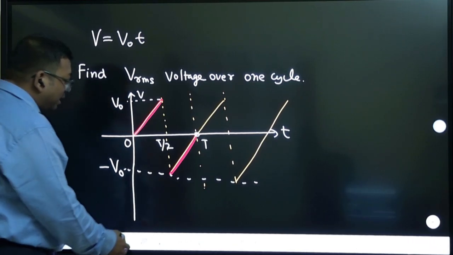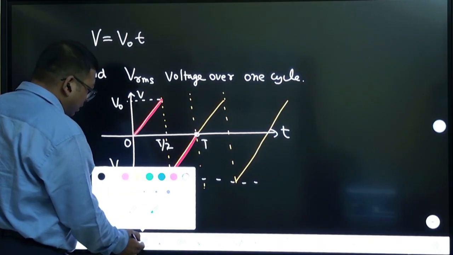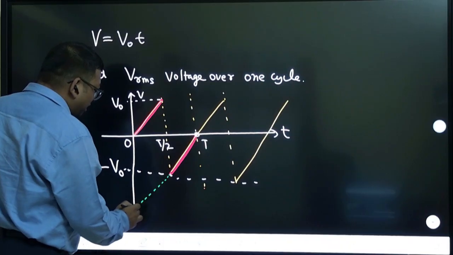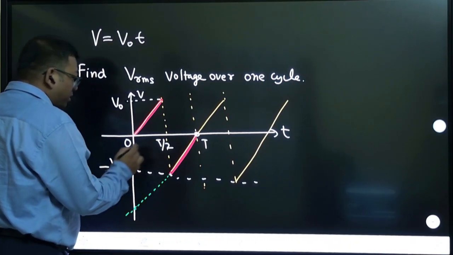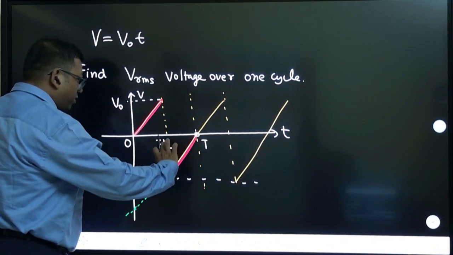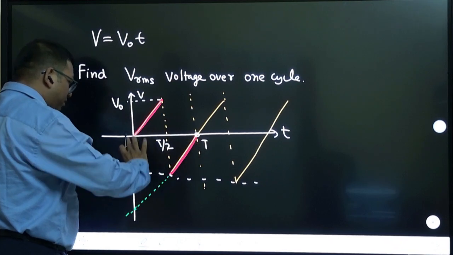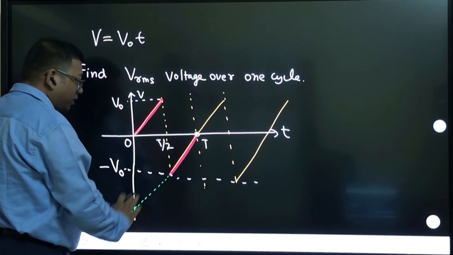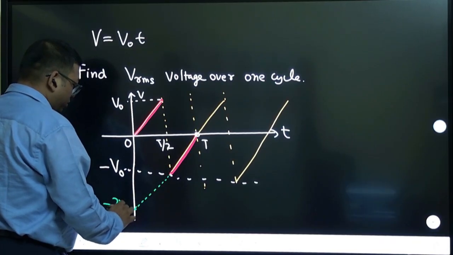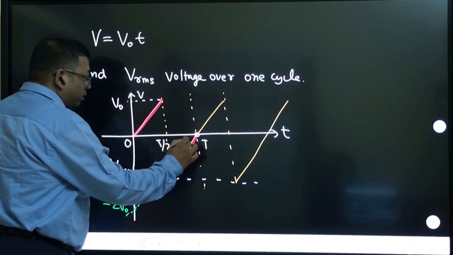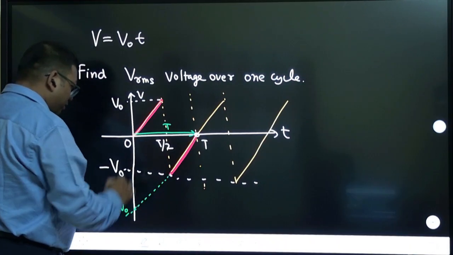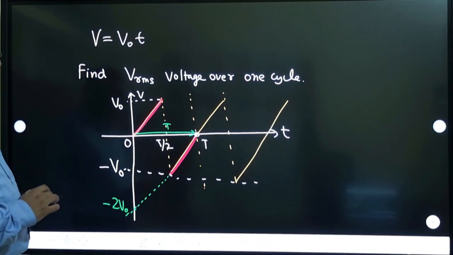So you can think like this. Suppose you take this line and extend it. Because it is symmetric, for half time it is V naught and for full time it will be 2 V naught, because this ratio has to be the same, this angle is the same. This will be minus 2 V naught, correct? So here the total time is T, and here it will be minus 2 V naught, okay?